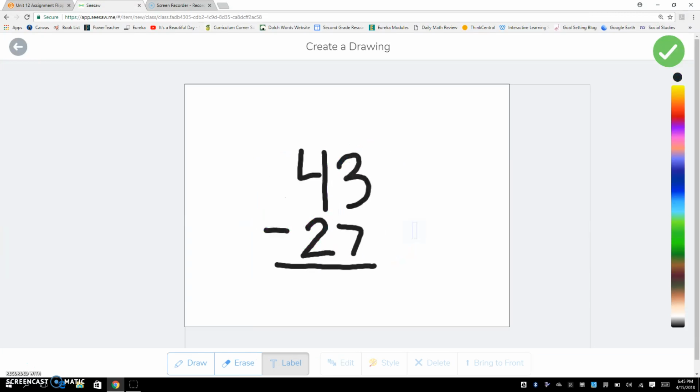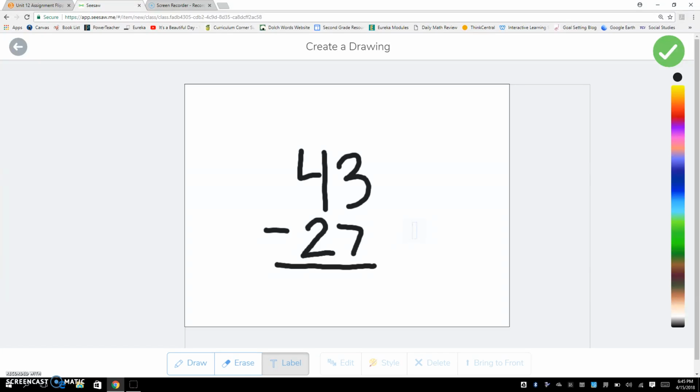Here's our first problem, 43 minus 27. Just watch as I model this problem for you. First, we need to look at the ones place at the top number. In this case, that would be 3. I do not have enough ones to solve 3 minus 7 in the ones place. Think about it like you have 3 apples and you have to take away 7. You just can't do that. So what do we do now?